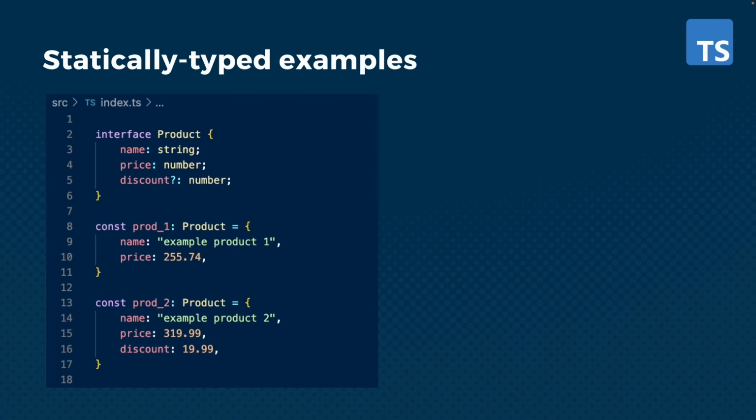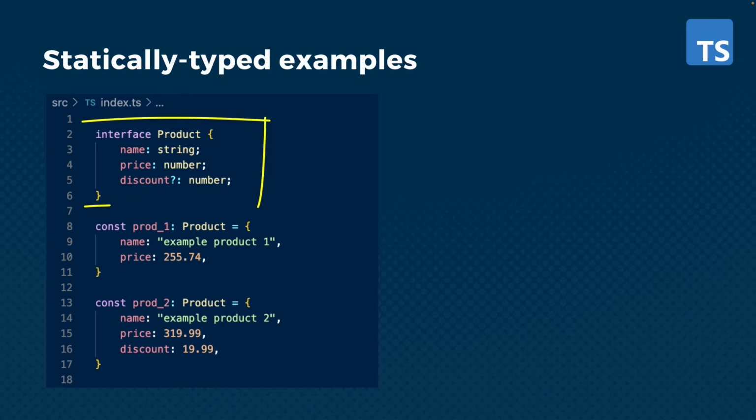Now let's see an example of what it means to be statically typed. When we create variables and functions in JavaScript, we don't have to declare any types. JavaScript is very flexible about it. TypeScript, on the other hand, is strict about types, and it gives you ways to be specific about it.